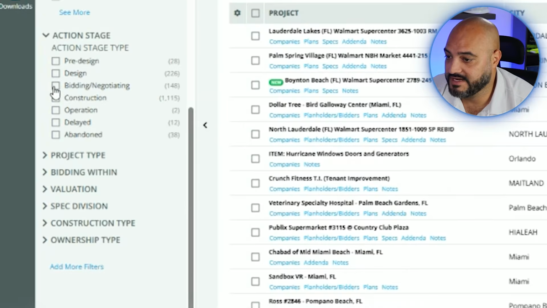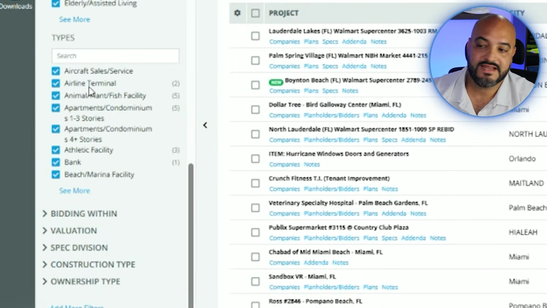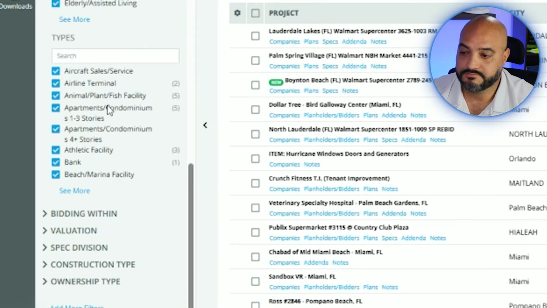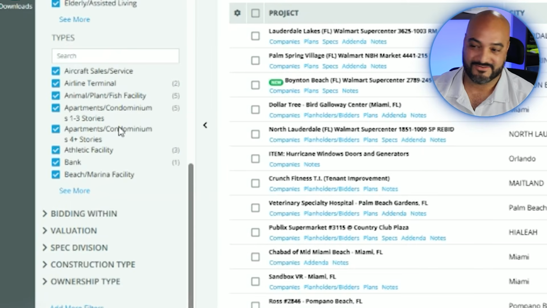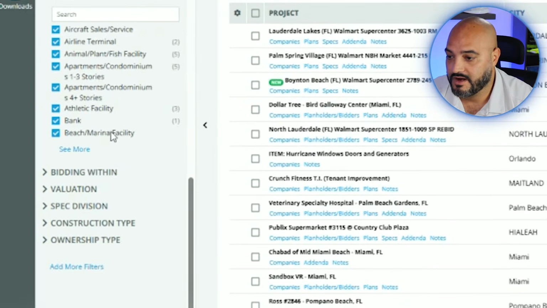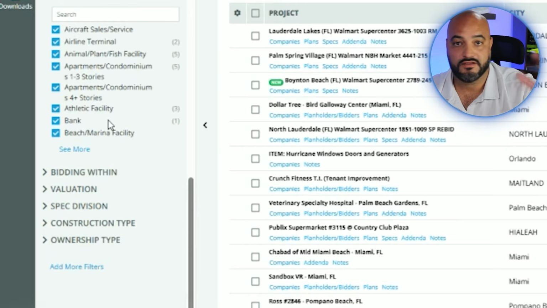But actually, let's go back to the bidding stage, which is what you guys are probably going to care about. All right, so next is the types. I don't like to put too many filters here unless you're looking for a specific type of job. For example, I have a client, he's a stucco contractor. He says, I only want to do stucco for apartment buildings and hotels. I'm like, all right, let's find those. If you're looking specifically for retail, or for any reason a specific type of job, this is what you'll use to filter. But again, I don't recommend you filter here. I like to filter later. I like to get all the jobs and do it a little bit more manually.